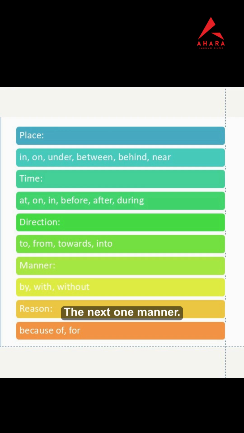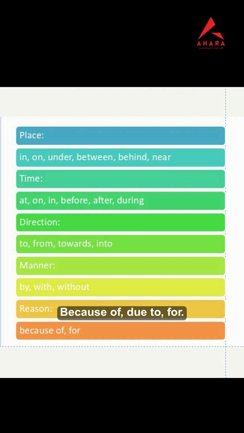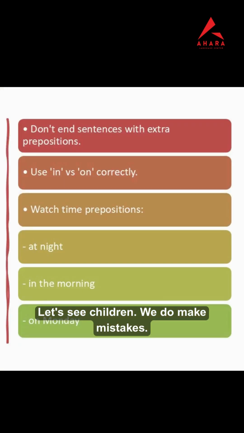The next one, manner. When we are using prepositions: by, with, without, like. Then the last one, the reason. These are the following prepositions that we can use with that: because of, due to, for. Let's see, children, we do make mistakes. What are the common mistakes to avoid when we are using prepositions?